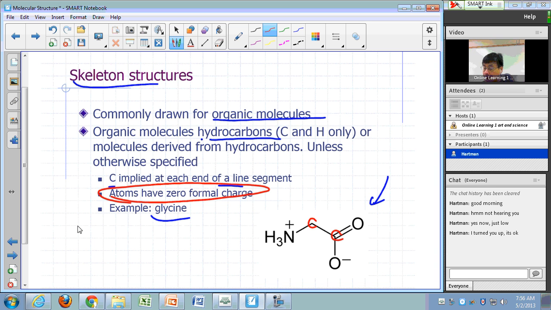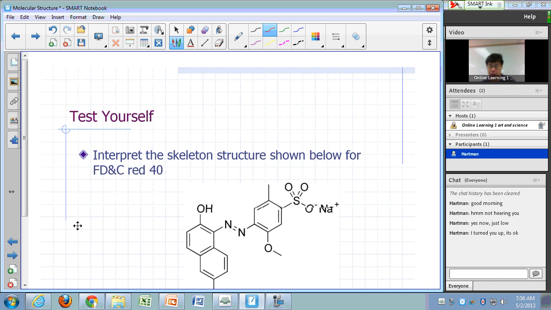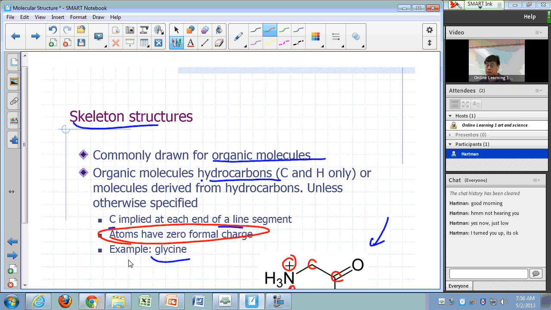So here, for example, this nitrogen right here, there's a plus next to it. That means that nitrogen has a formal charge of +1. And this oxygen right here has a negative sign next to it. That means that this particular oxygen atom has a formal charge of -1. Okay, so how do we actually complete this structure?